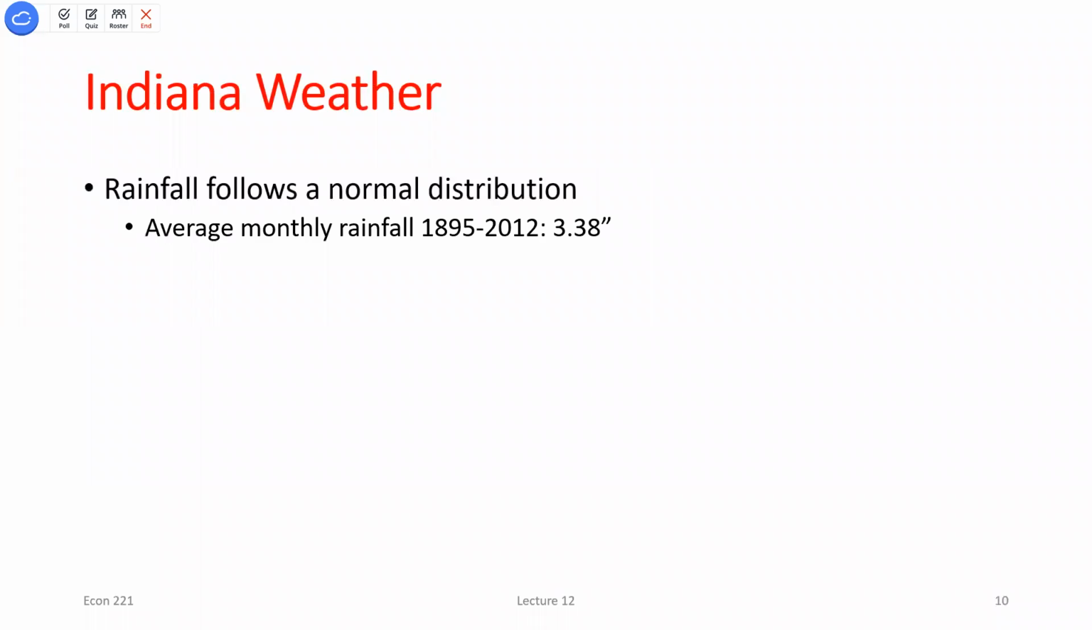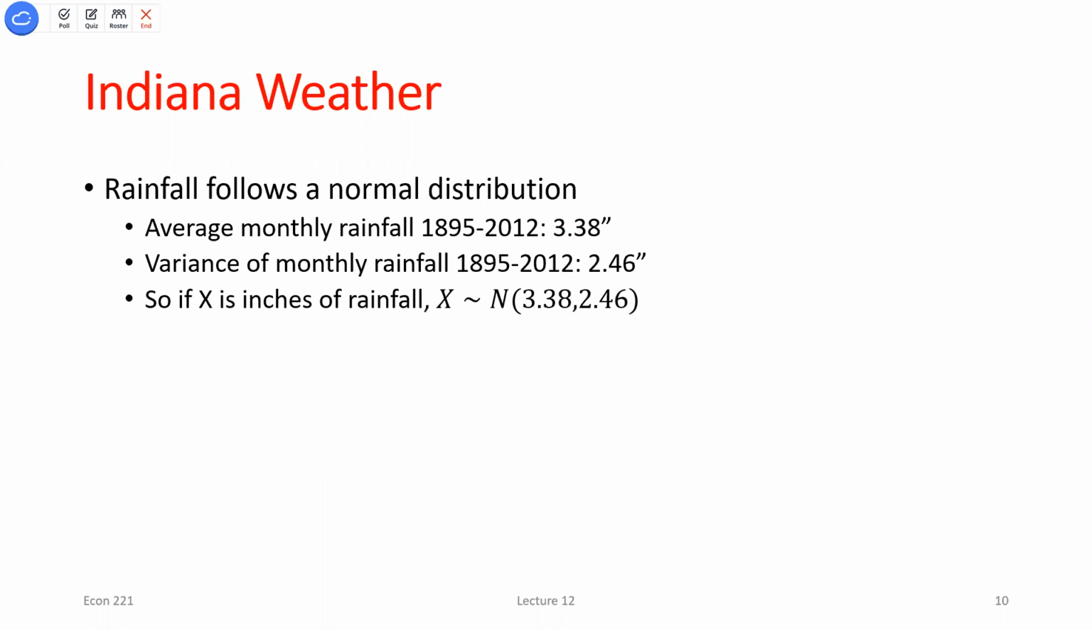The next example we're going to do is look at Indiana temperatures and rainfall. If we look at rainfall, and I've got the Excel data we'll look at in a second, it's pretty normally distributed, right? If we've got the data, we can easily calculate the average monthly rainfall, and I think I put 2012 here. I believe I updated this up to 2019 or 2020. I forget how far I got, but that's a bit of an aside. And I can calculate the mean and the variance of rainfall, right?